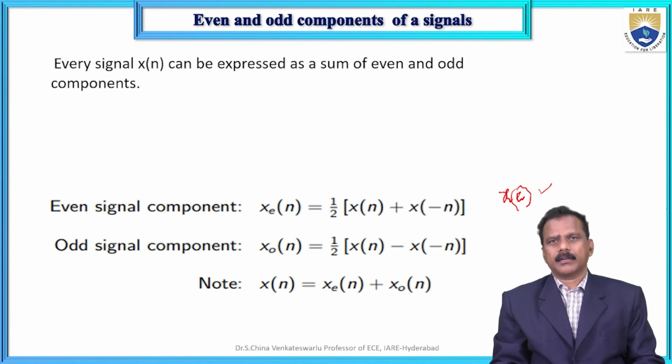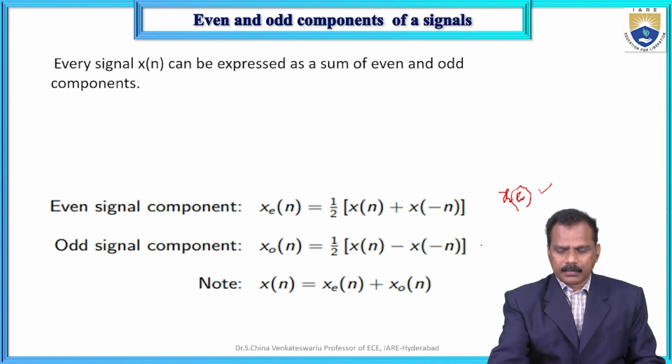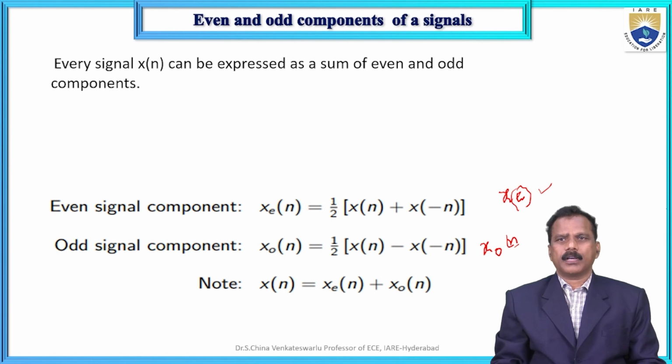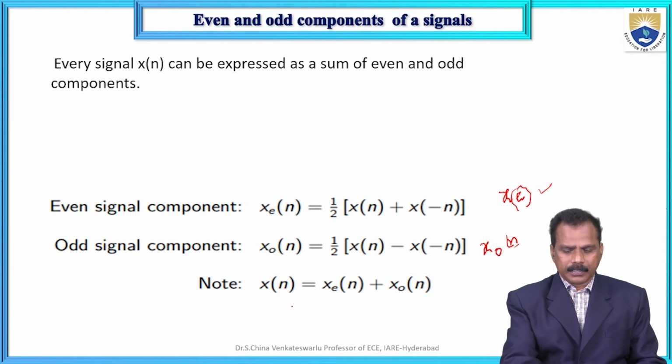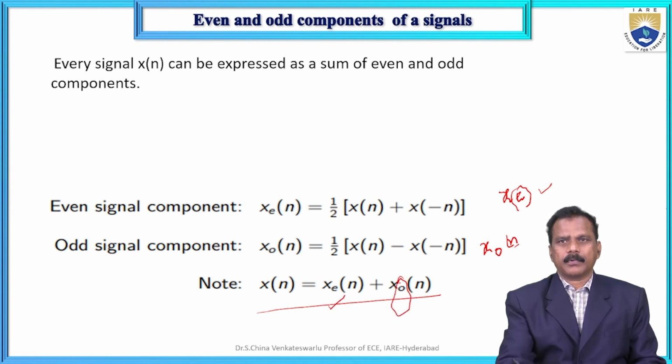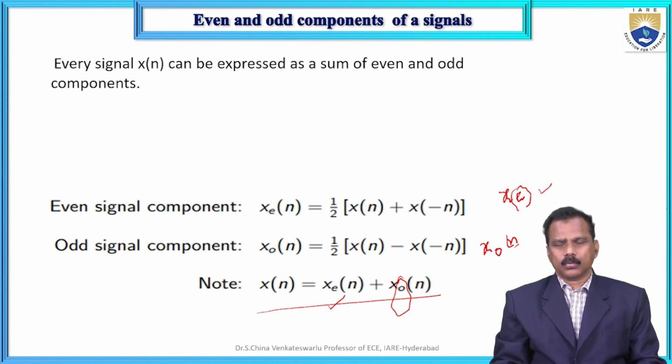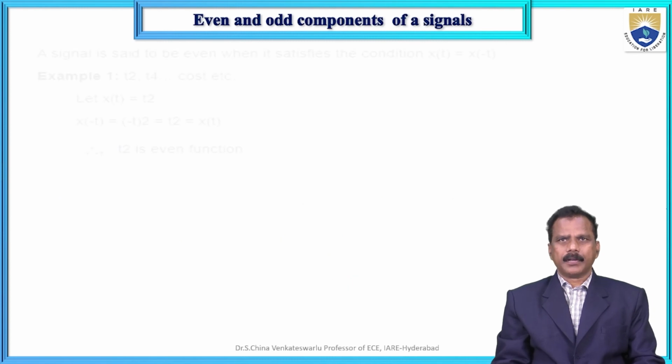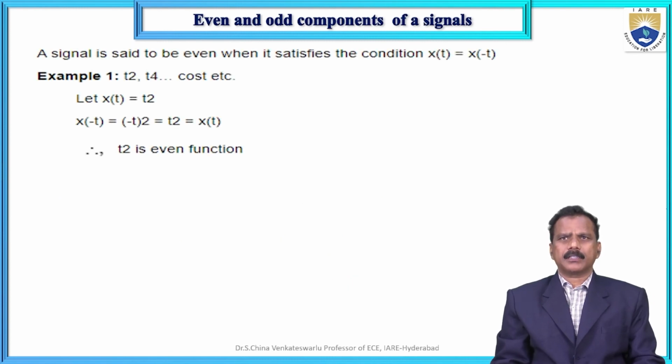Now consider the odd signal component: x_o(n) = 1/2 of x(n) - x(-n). We combine these two components, the even signal component and the odd signal component, so that every signal x(n) can be expressed as the sum of even and odd components.